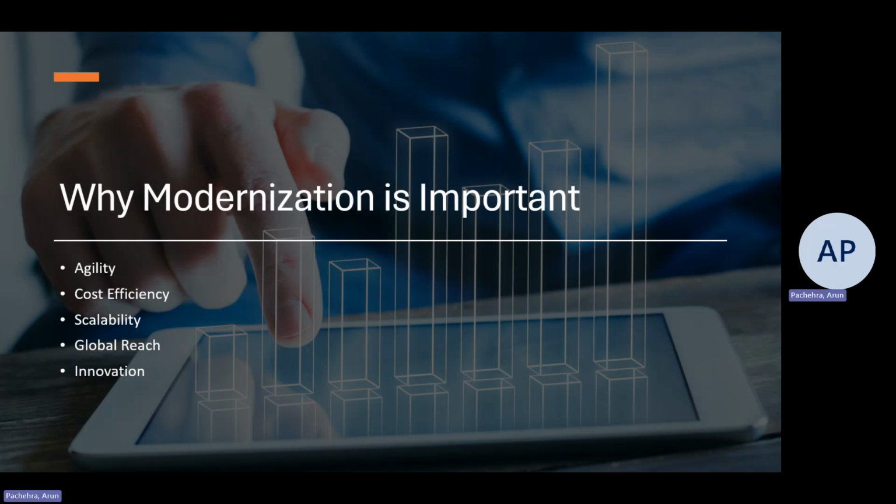And now, finally, innovation. By reducing the burden of infrastructure management and leveraging cloud native services, organizations can focus more on innovation and delivering value to their customers that we keep on talking about. Why modernization? This summarizes everything.